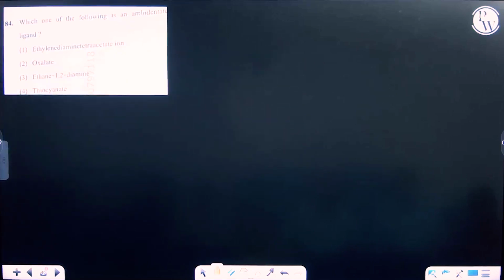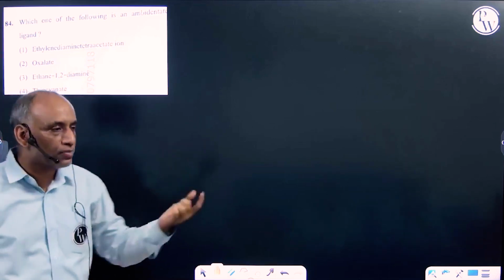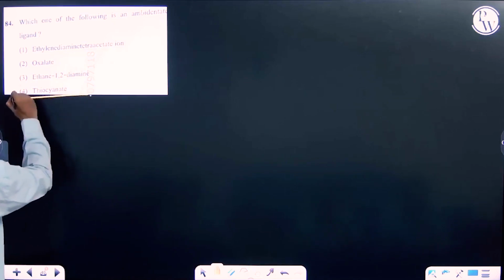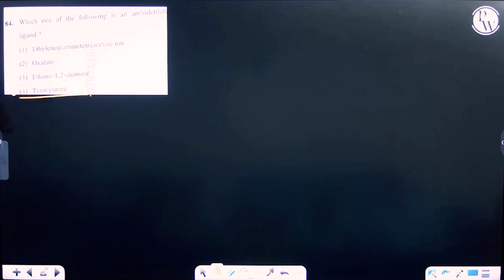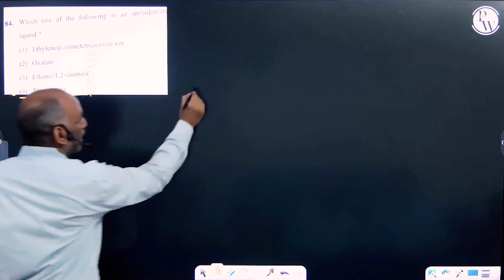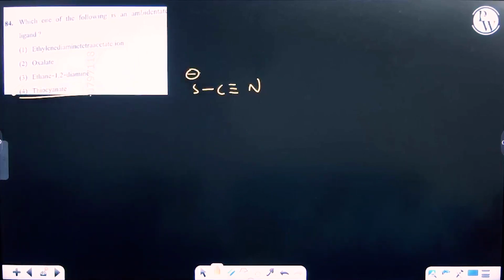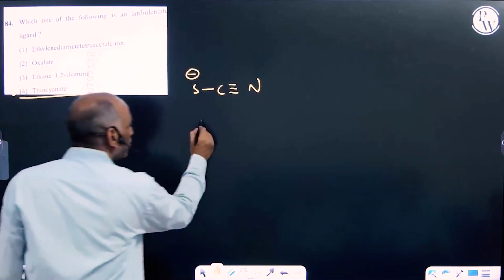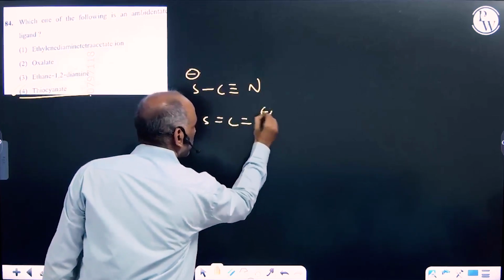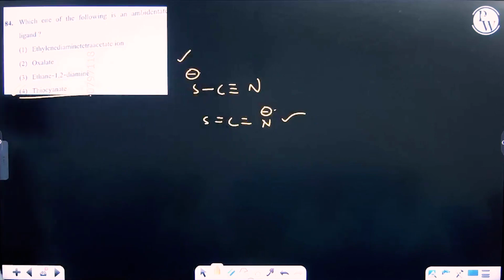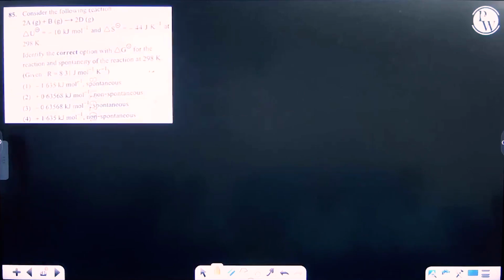Which one of the following is an ambident ligand? Ambident means it should have the tendency to donate through two donor atoms. So it is basically a monodentate ligand which has two donor atoms. Thiocyanate is the most common example we give. This is an example of an ambident ligand. You will have S triple bond C N, the thiocyanate ion. SCN minus will have a sulfur donor, or if you write the resonance form, you can write S double bond C N minus. This can donate, and hence it is an example of an ambident ligand. So you need to go for the fourth option.